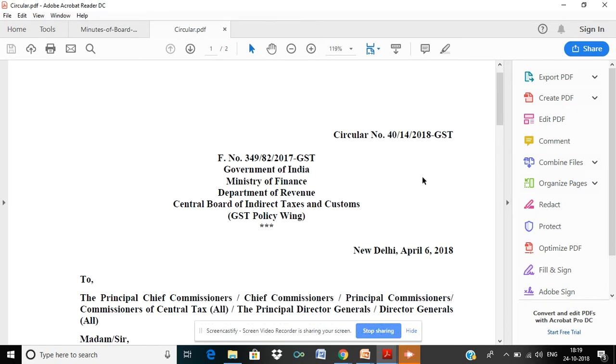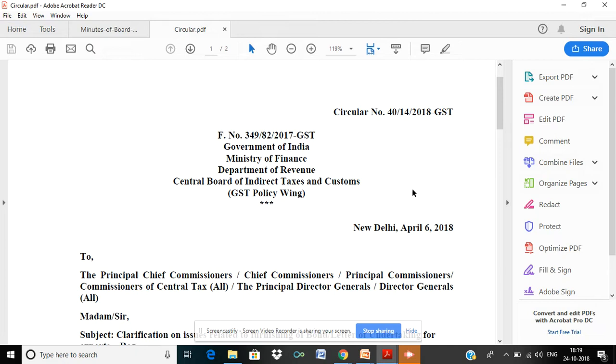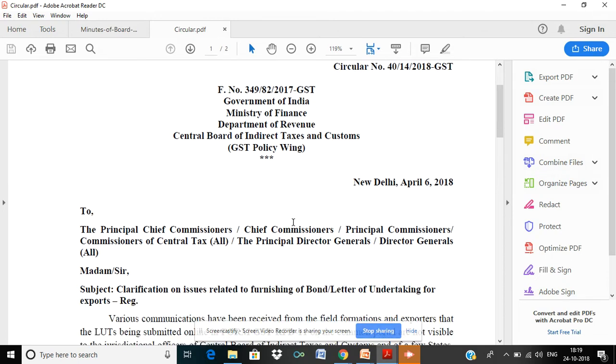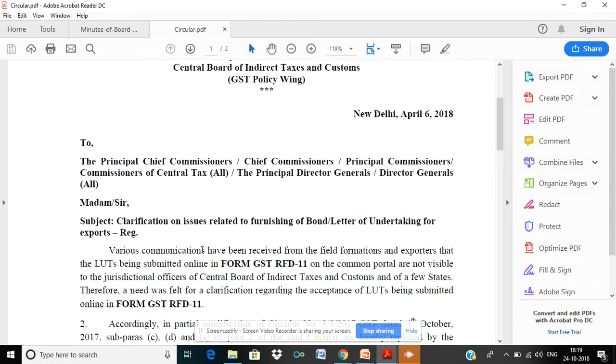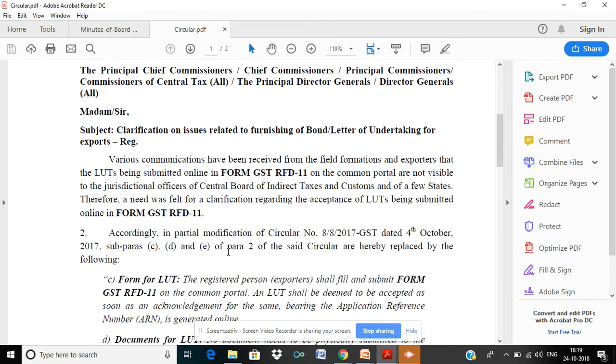So we can see the format of that particular circular. Here this circular is related to GST. Government of India, Ministry of Finance, Department of Revenue, they have given the circular. It was written to the Principal Chief Commissioner, Chief Commissioner, Principal Commissioners, Commissioners of Central Tax all, the Principal Director Generals, Director Generals all. So they have written about the GST.